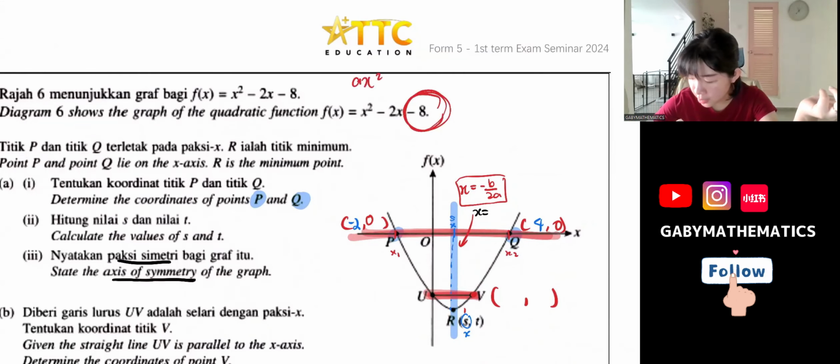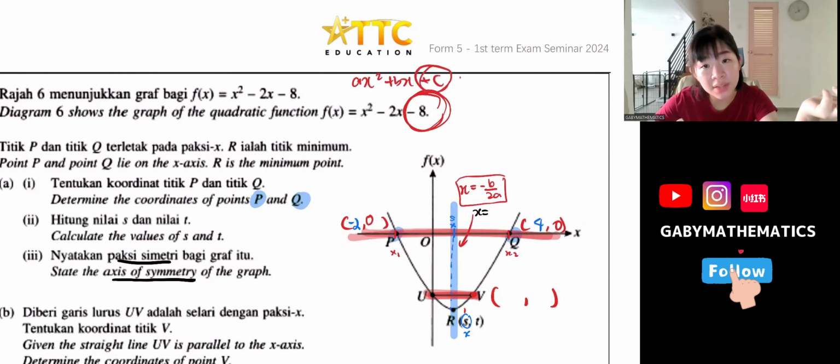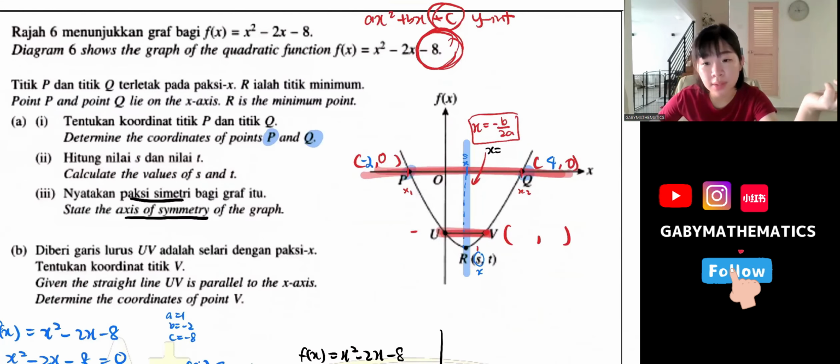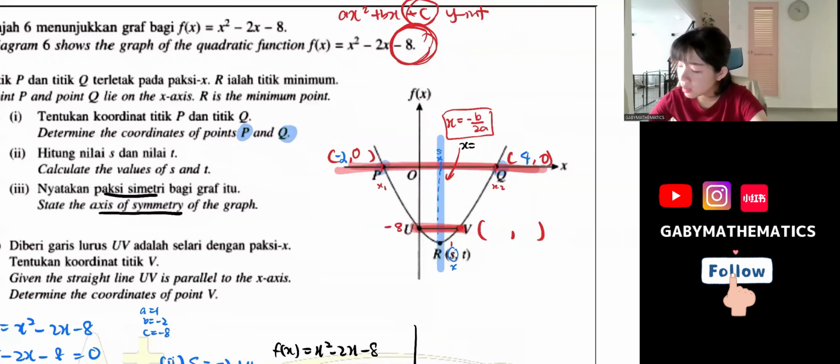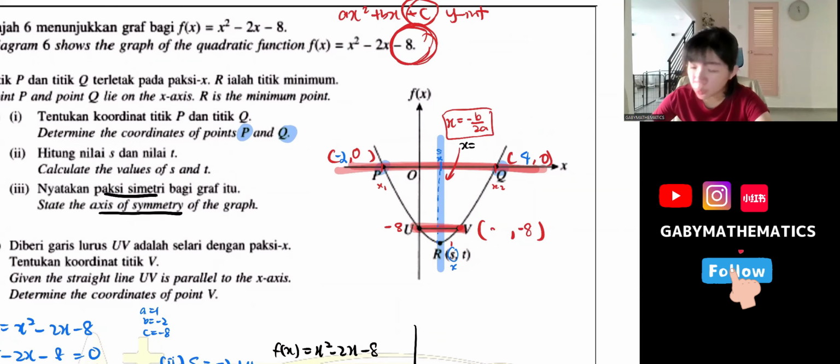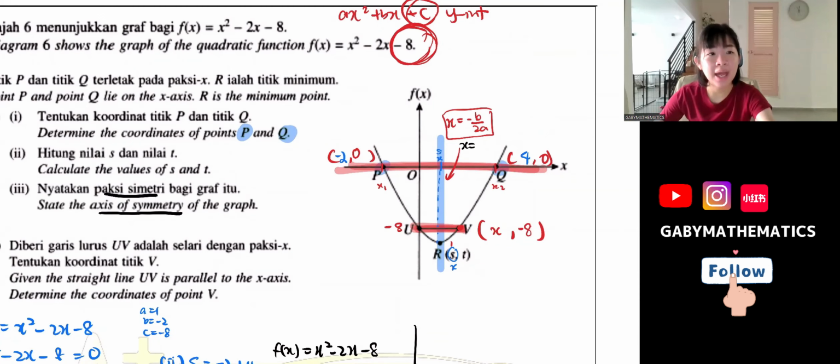Remember the ax squared plus bx plus c. So the c is the y-intercept, pintasan y. So if it's negative 8, it means that U here is negative 8. If U here is negative 8, then V, the y coordinate for V, is also negative 8. Agree? It's just that the x is what we don't know. If I want to find x, I have y, so we sub into the question.